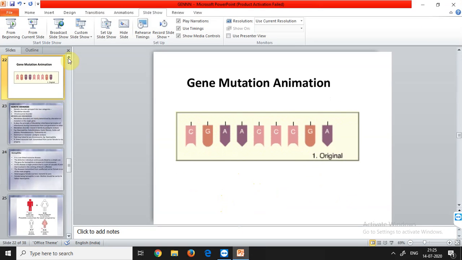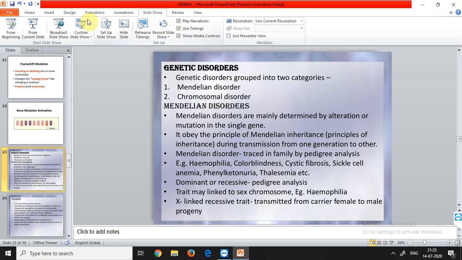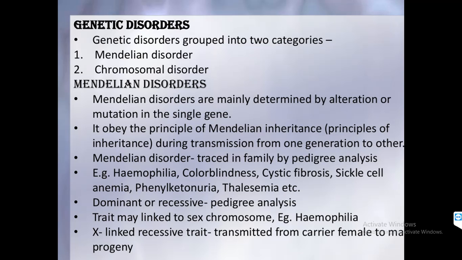Now talking about the various genetic disorders and what are the conditions responsible for these disorders. The genetic disorders can be grouped into two categories, that is the Mendelian disorders and the chromosomal disorders. What are Mendelian disorders? Mendelian disorders are mainly determined by alteration or mutation in a single gene. So in Mendelian disorders the alteration is in only one gene, and all these obey the principles of Mendelian inheritance, the principles of inheritance during transmission from one generation to another.